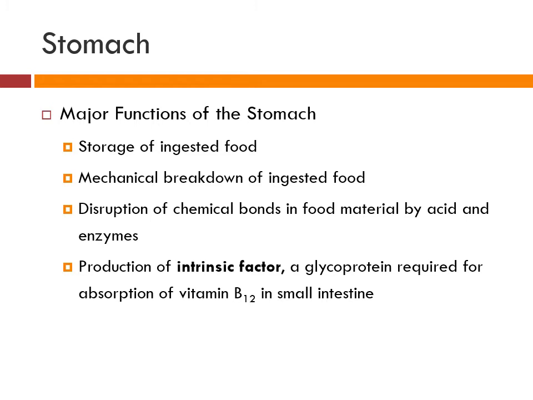Remember, B12 is derived from animal proteins, and so vegans and vegetarians often become B12 deficient. At the end of this mechanical and chemical digestion in the stomach, the end product is called chyme, which is CHYME.